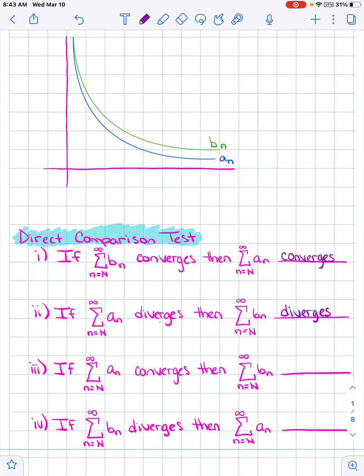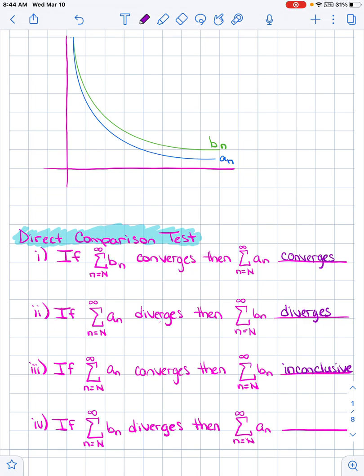Okay, let's look at the next one, number 3. If a sub n converges, then what do we know about b sub n? Well, I don't know if we can know anything, because we know that a sub n approaches the x-axis fast enough, but that's not enough information to tell me if b sub n is also approaching the x-axis fast enough. So this one is inconclusive. I don't know. A sub n is fast enough, but we don't have enough info to tell me if b sub n is fast enough.